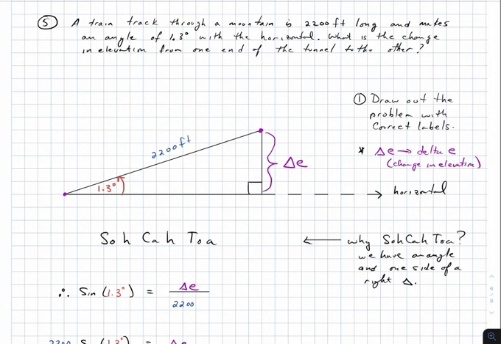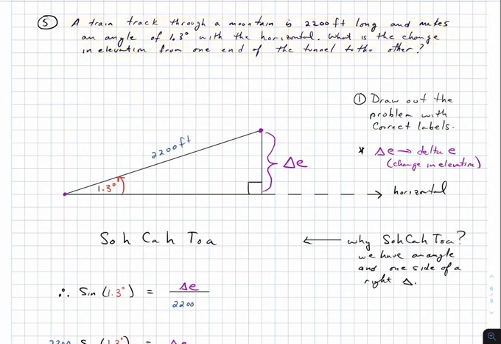So let's go. Example 5. A train track through a mountain is 2,200 feet and makes an angle of 1.3 degrees with the horizontal. What is the change in elevation from one end of the tunnel to the other?